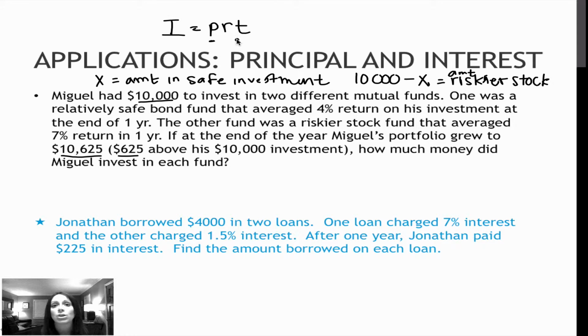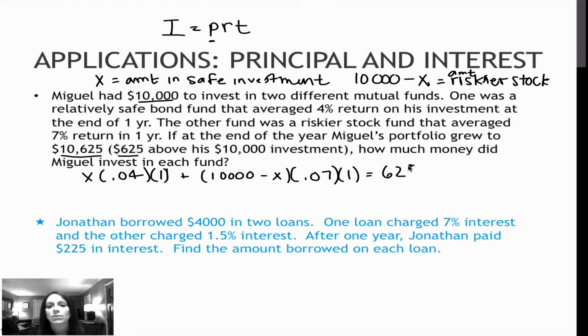Let's take a look at what he earned from the safe investment. The principal in the safe investment was X, the rate was 0.04, that's 4% as a decimal, and the time was 1 year, so times 1. Now, how much did he earn from the riskier investment? He had a principal of 10,000 minus whatever he put into the other account, the rate was 0.07, and the time again was 1. If I add these two interests, they should add to 625.